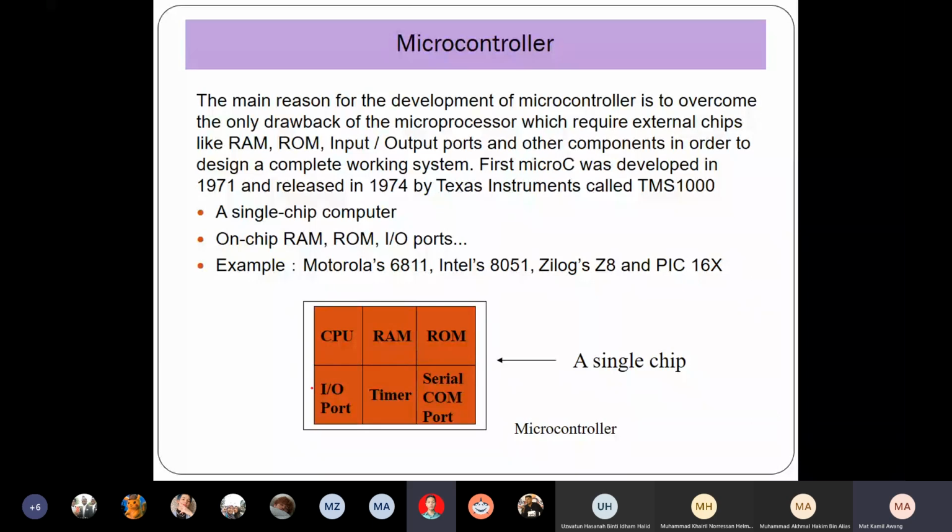Yes, Hafiz? Any question? No, sir, so far. Sir, like history. Okay, history, sir. The processor is like the Ryzen IC and all that.